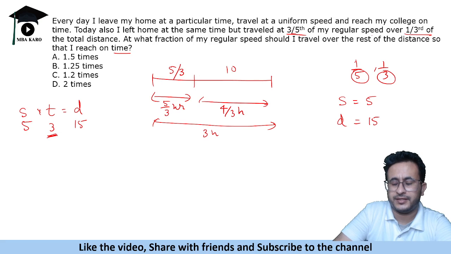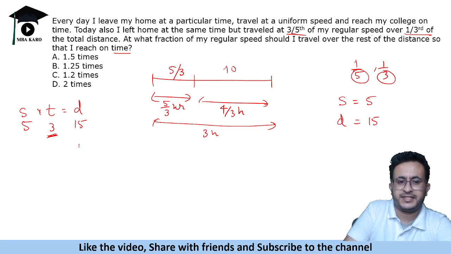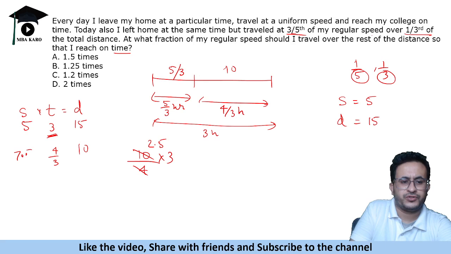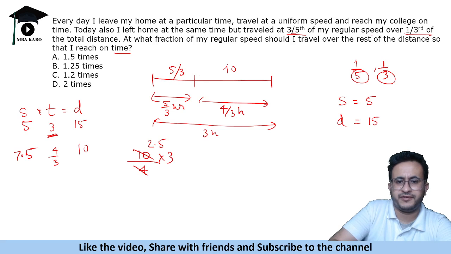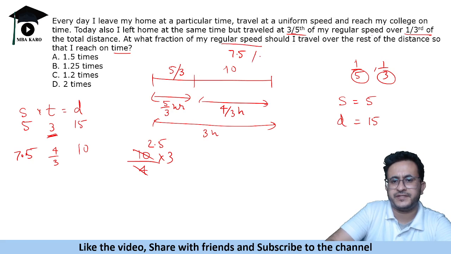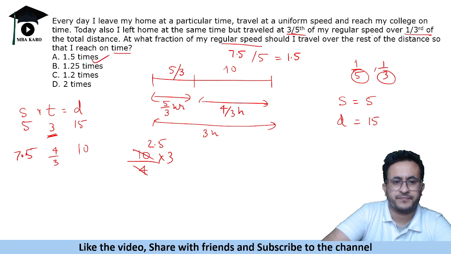So total is 3 hours. So this is 4 by 3 hours. So what is his speed? Distance is 10. Time is 4 by 3. So speed will be, divide 10 by 4 by 3. That is 7.5. So he has to take a speed of 7.5. Right. Now the question asks what fraction of his regular speed? Regular speed is 5. So that means 1.5 times.